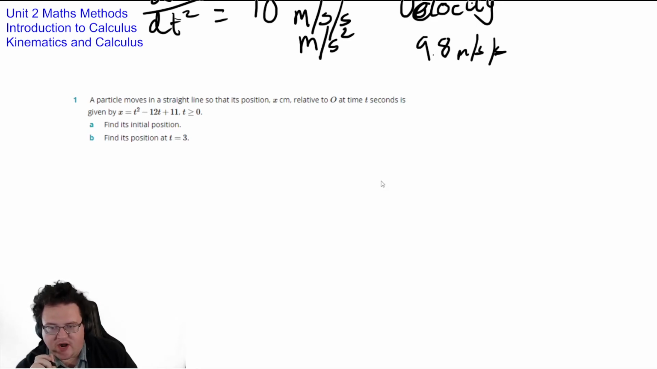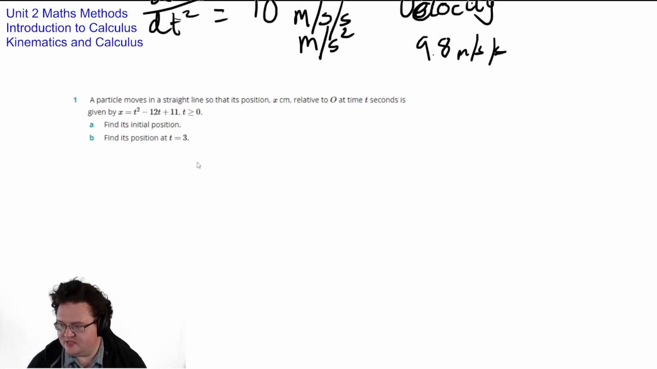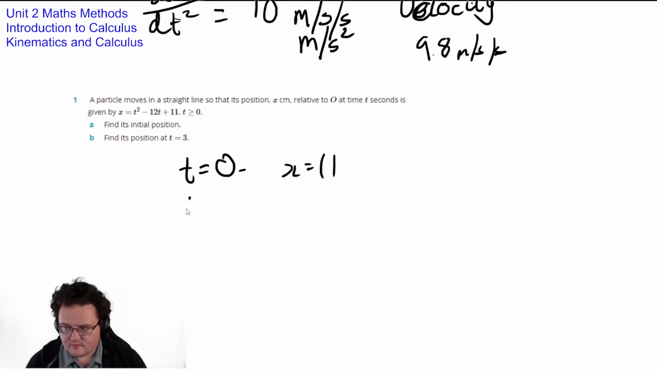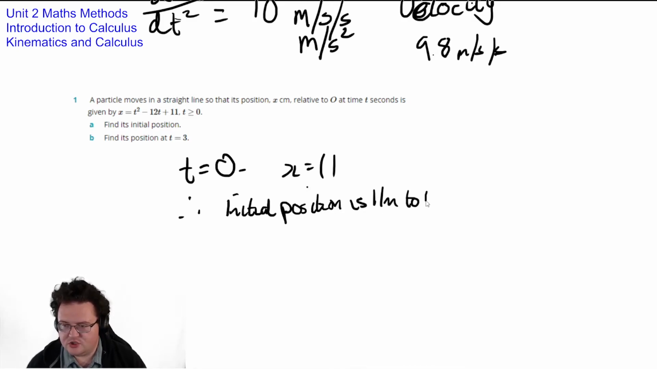A particle moves in a straight line so that its position x at time t seconds is relative to zero. So relative to zero means relative to the origin. It moves in a straight line. Find its initial position. Well, when t equals zero, and I put it into the equation, what do I get? I get 11. Therefore, how would you translate that into a statement? Initial position is 11 meters to the right of O.